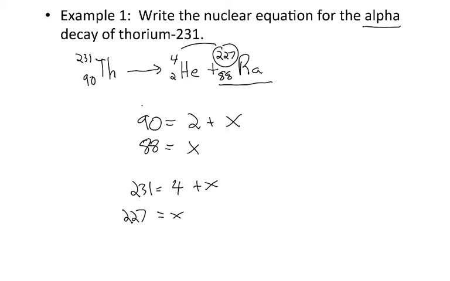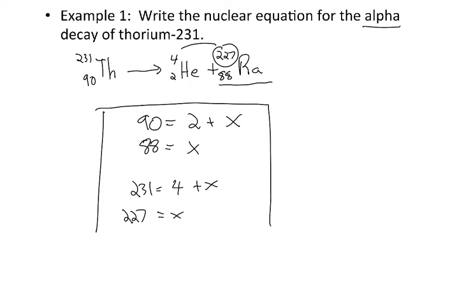Right, so this last bit was not strictly necessary. I was just trying to show you, if you're having trouble figuring out what the new atomic numbers and the new mass numbers are, you can write down these simple mathematical equations. All right, so this was for alpha decay. Let's look at another example.